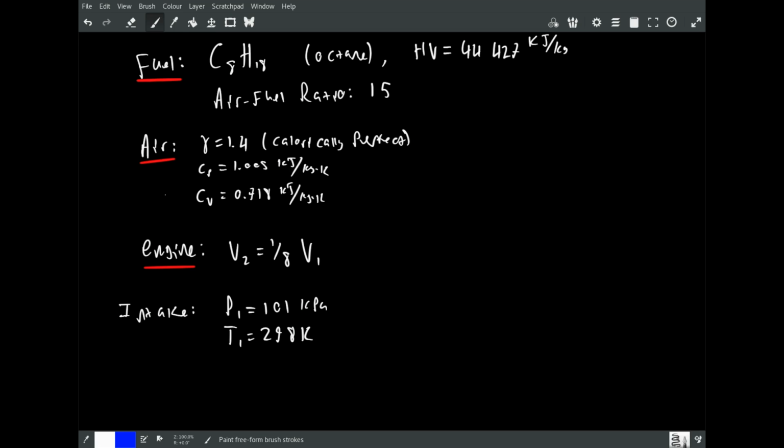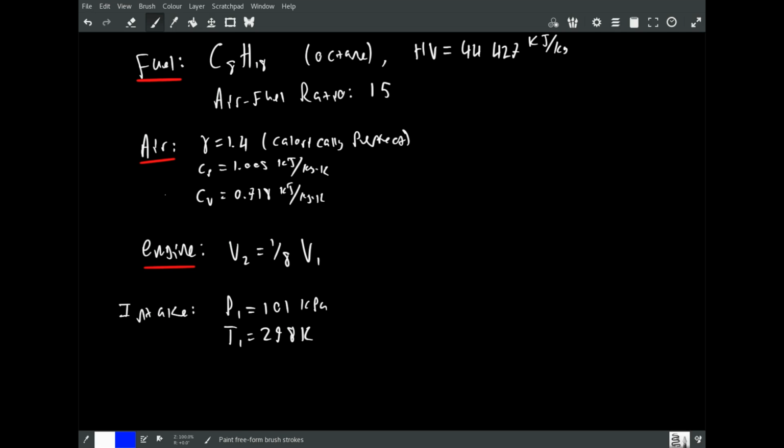We're going to have a fuel, octane, C8H18, with a heating value of 44,427 kilojoules per kilogram. The air-fuel ratio is pretty close to stoichiometric. We're at 15. Now our air in this example is going to be calorically perfect, which means that we have a constant specific heat ratio of 1.4, a constant pressure specific heat capacity of 1.005 kilojoules per kilogram Kelvin, and a constant volume specific heat capacity of 0.718 kilojoules per kilogram Kelvin.